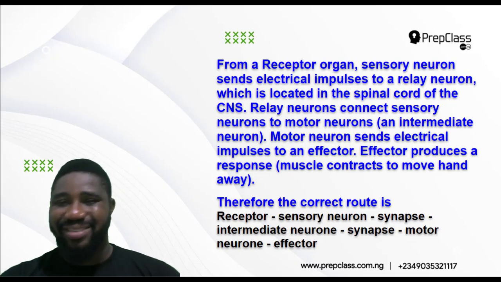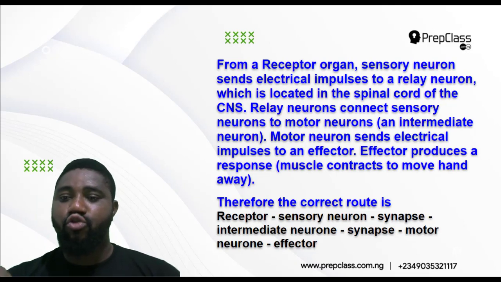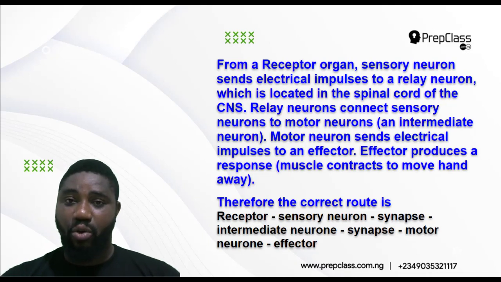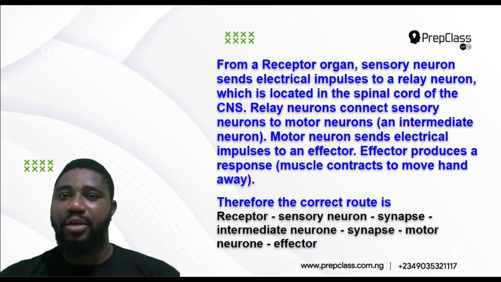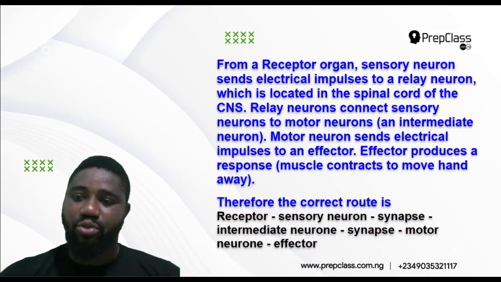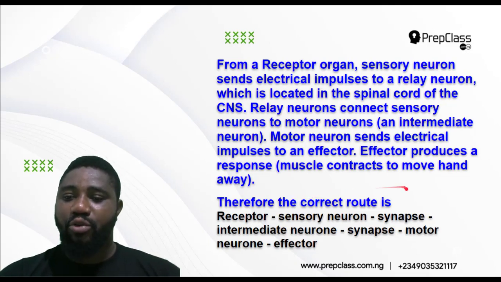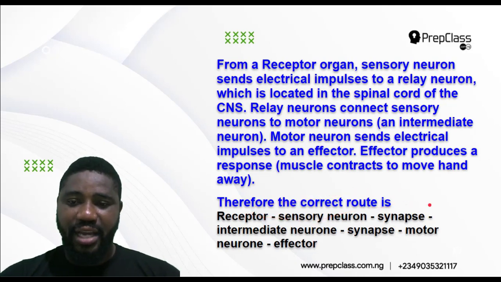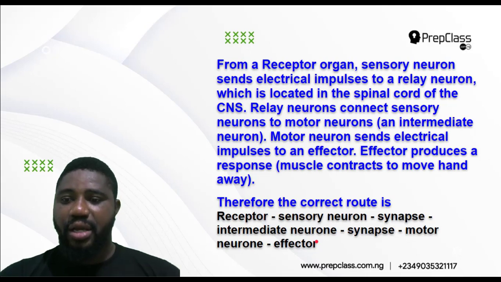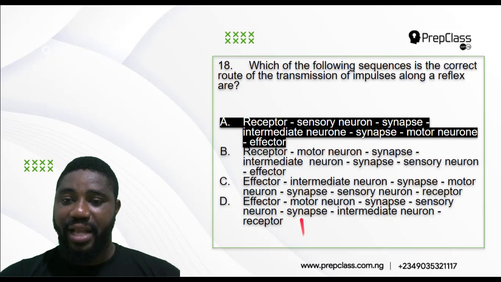The intermediate neuron now sends back the message through a motor neuron straight to an effector that brings about a response. And what's the response? The response is that you blink your eye to prevent excess light entering your eyes. So therefore, the correct route is from a sensory receptor to a sensory neuron, then synapse, then to an intermediate neuron, then to a synapse, then to a motor neuron, then to an effector that brings about the response. So the correct answer is option A. Do you understand that? All right.